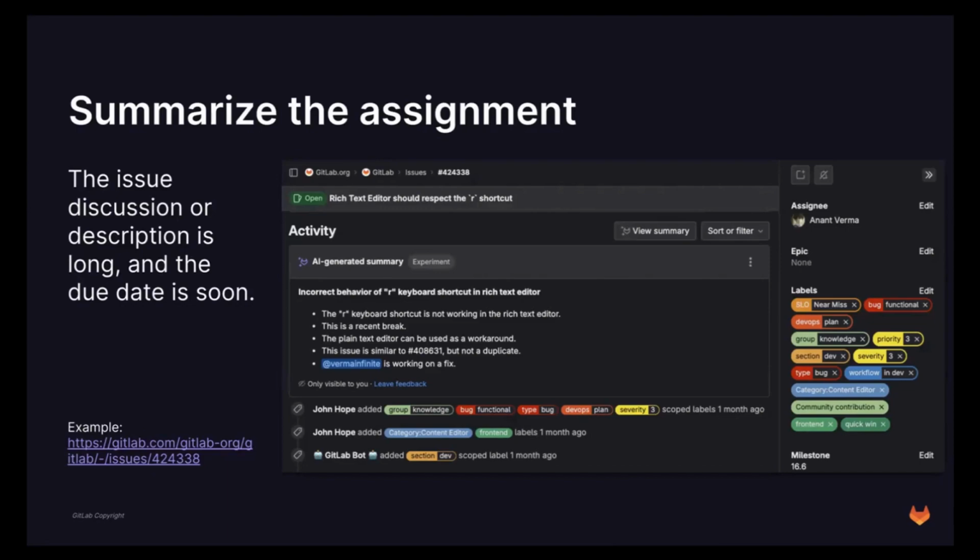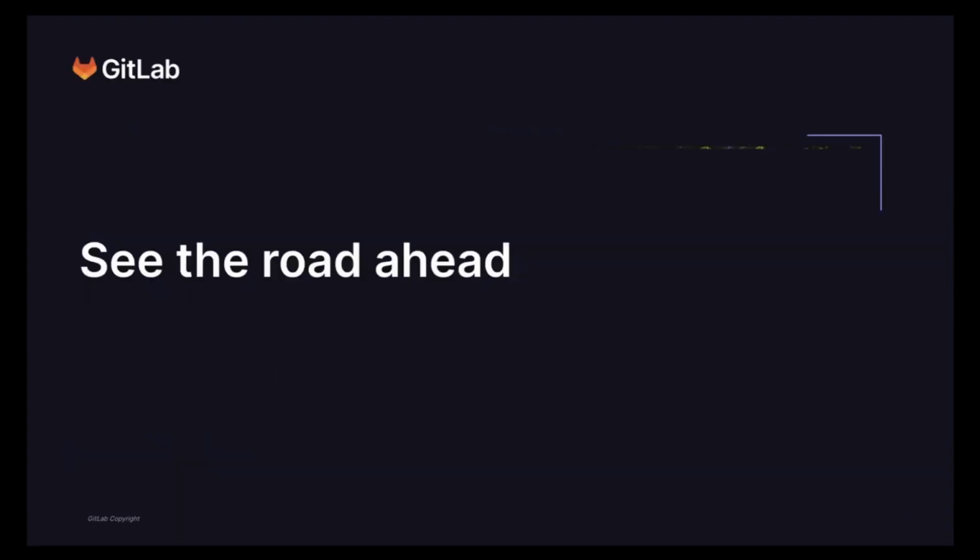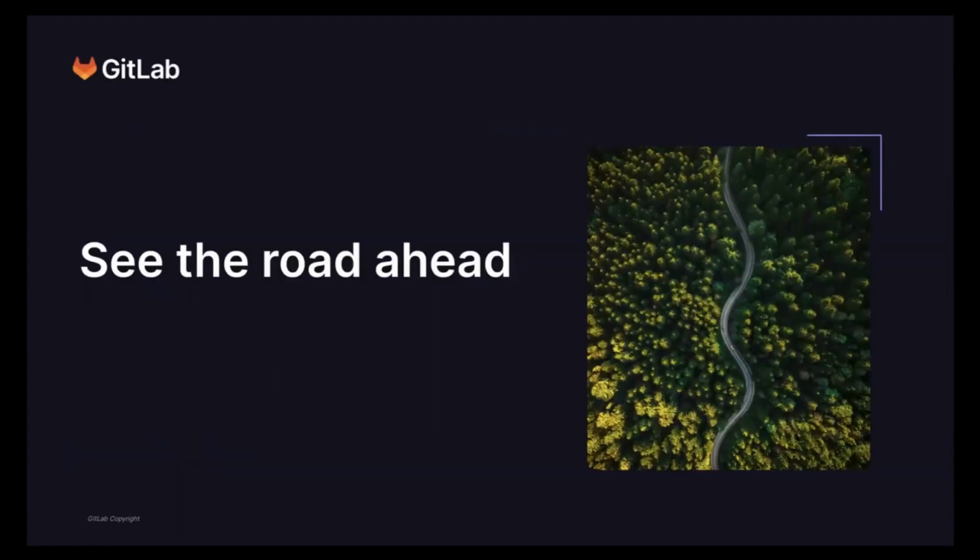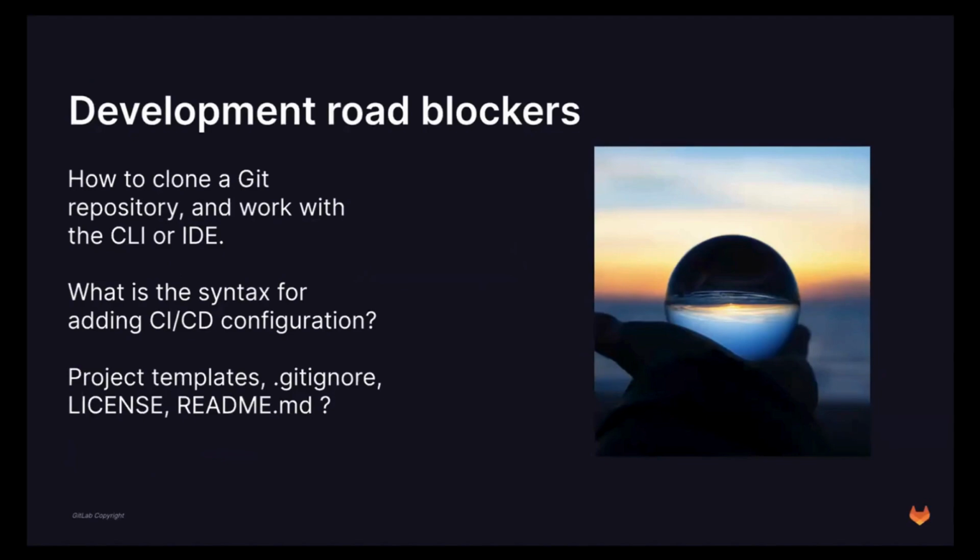The screenshot is an example of how it works in GitLab, providing an AI-generated summary, which is one of the things to make it more efficient. But there's more in development. It's not just assigning an issue and starting to write code. We need to see the road ahead.